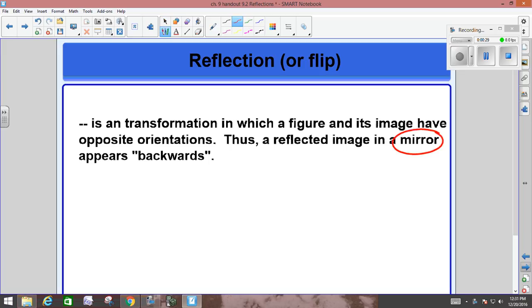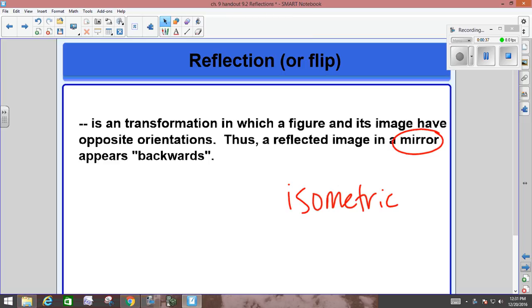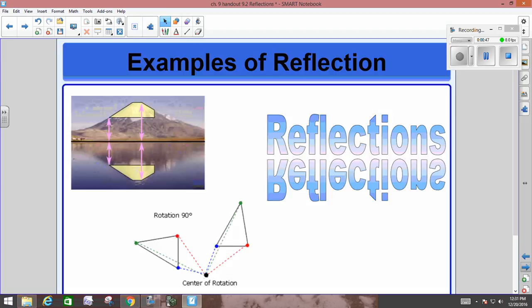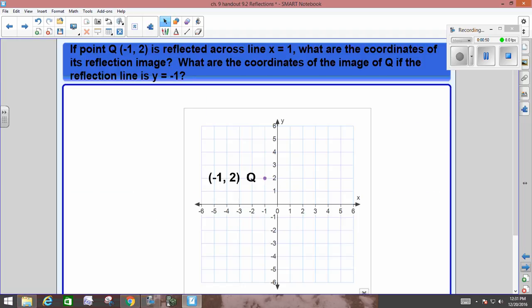All of these ones should stay the same. The figures won't change in size. So that means they're isometric. Translations, reflections, they're isometric. They keep the shapes congruent to each other. Your first 5 questions on your worksheet are like the first question here.